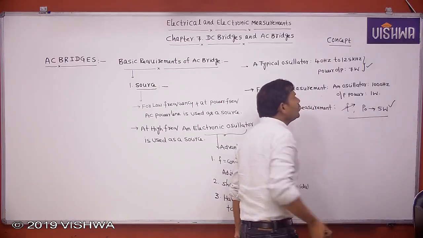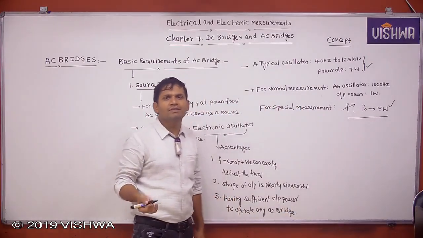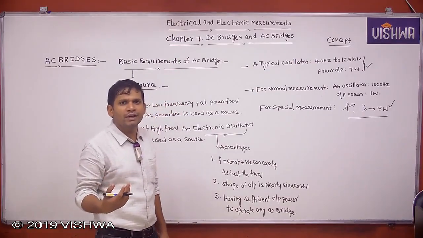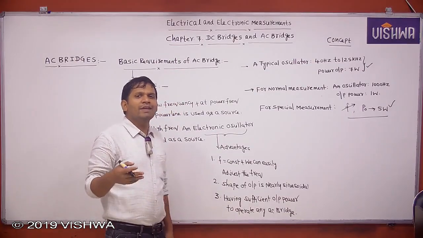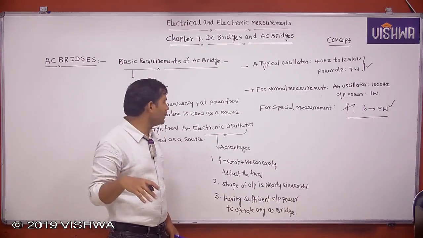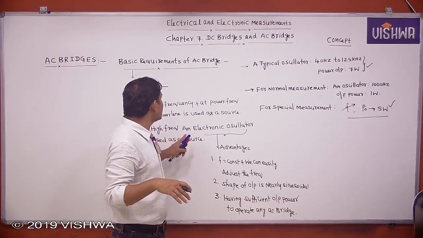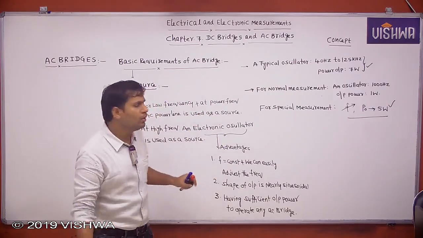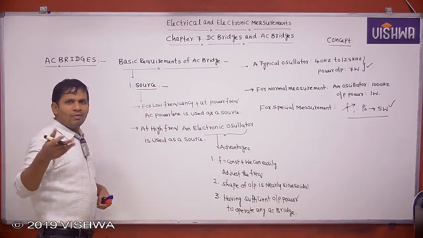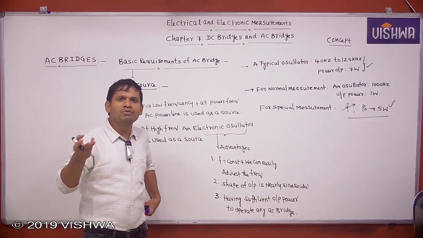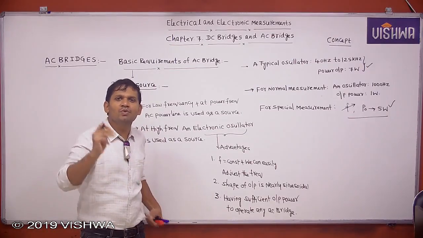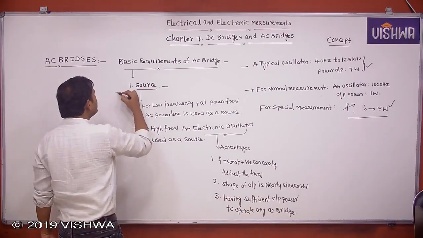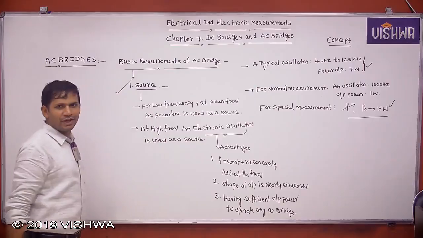With adjustable frequency and power output of 5 watts is preferable for special measurement. Okay, this is the selection of an oscillator to operate the AC bridges at high frequency. An oscillator is used as a source at high frequency, but at low frequency and power frequency, which is preferable? Yeah, the AC power line. Whatever supply is available, 230 volts, 50 Hz AC supply, is directly used as a source. Clear? Okay, this is one basic requirement of operation of any AC bridge.